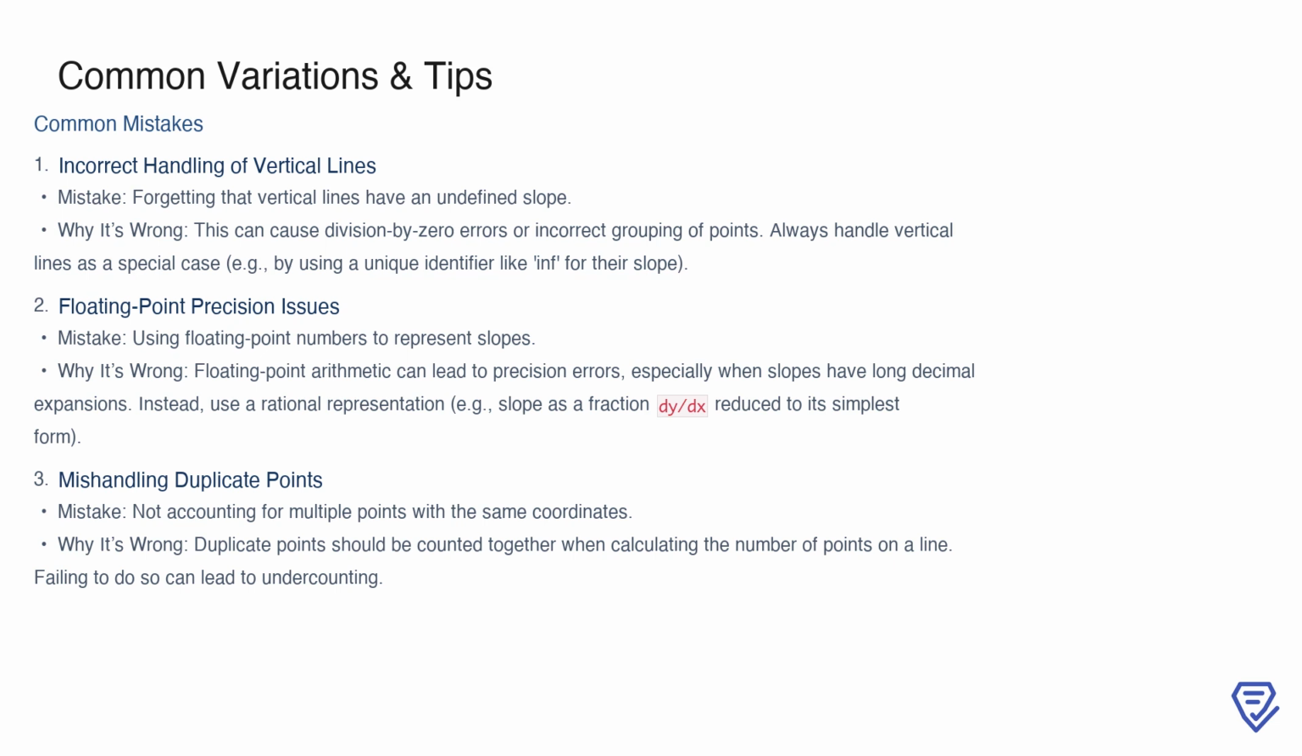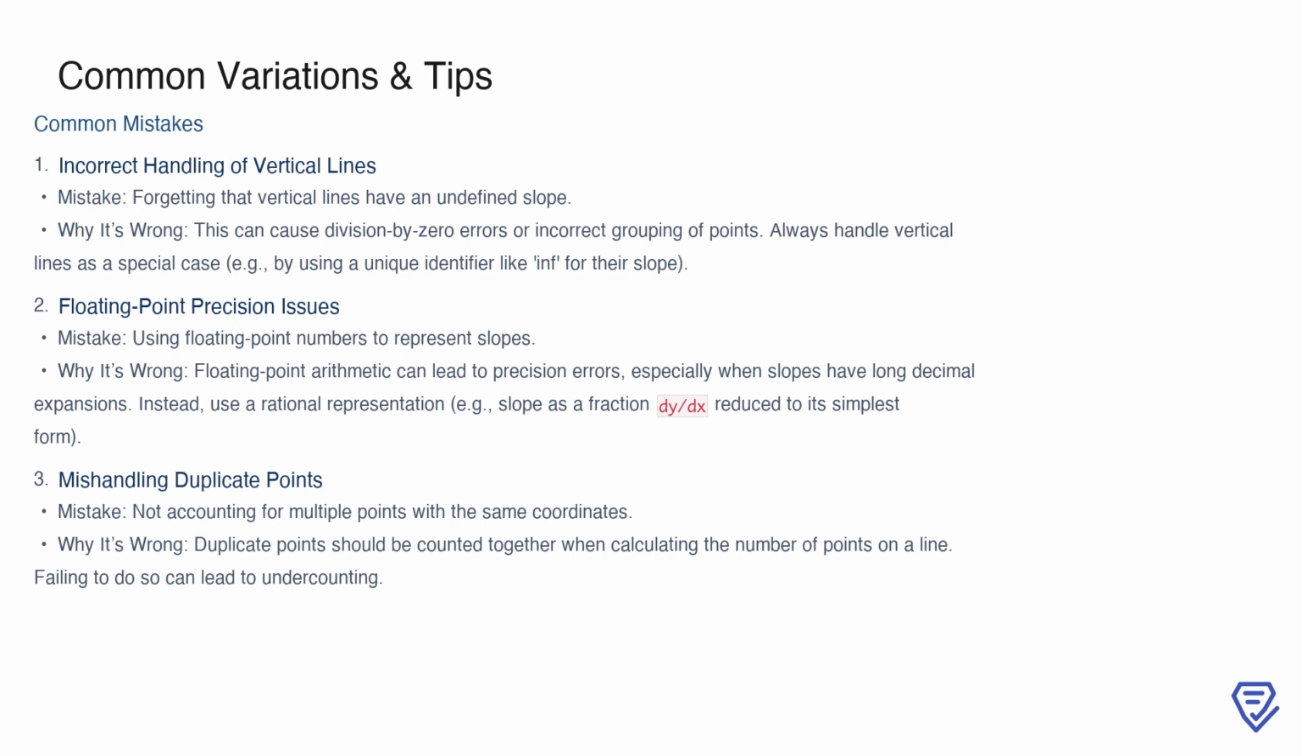First, vertical lines are often mishandled because their slope is undefined, which can lead to division by zero errors or incorrect grouping of points. To address this, treat vertical lines as a special case, perhaps by assigning them a unique identifier like infinity. Next, floating point precision issues can arise when slopes are represented as decimal numbers. Since floating point arithmetic isn't precise enough for long decimal expansions, it's better to use a rational representation like dy/dx, reducing the fraction to its simplest form.